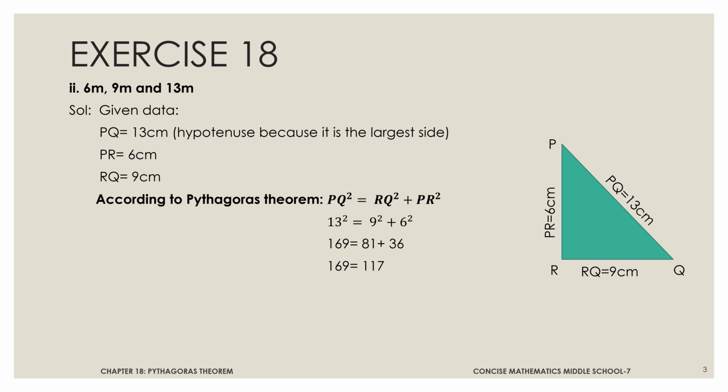So here both are not equal. Right? This LHS part is not equal to RHS part. That means it is not a right angle triangle. So our assumption of this diagram is wrong. It is not a right angle triangle. I hope you understood this video.